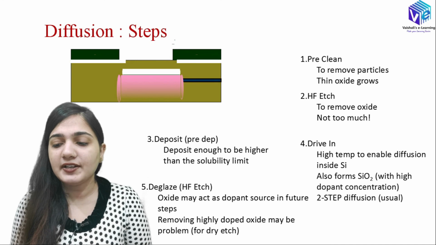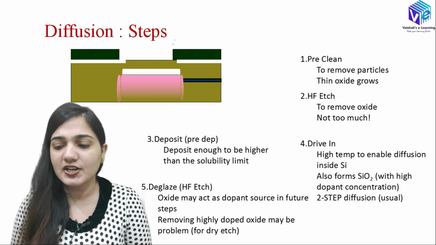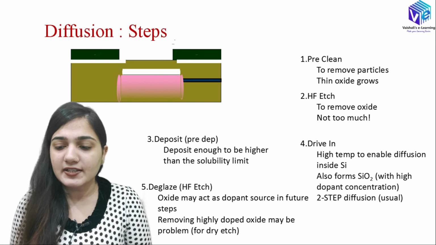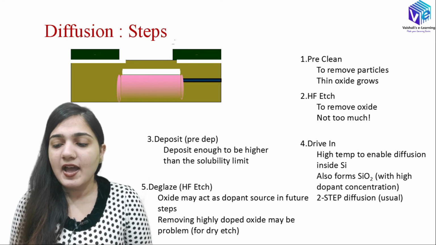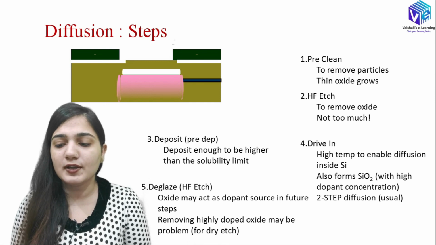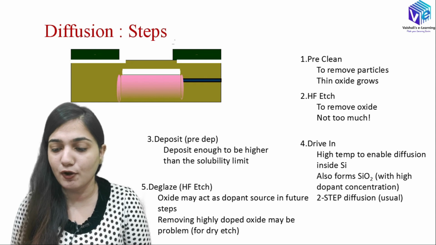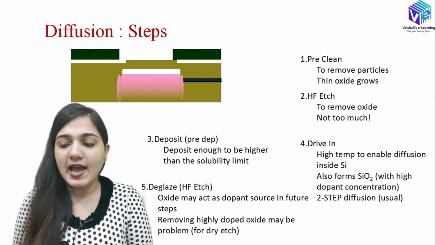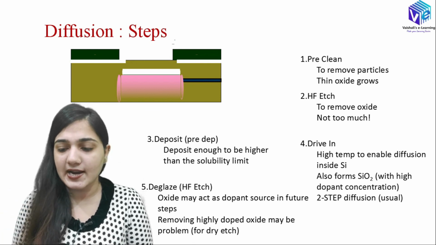After that we have the drive-in phase. In the drive-in phase we are just giving a higher temperature to enable the diffusion that occurs inside the silicon, and it will form silicon dioxide also. In the drive-in phase we are forming the cap oxidation layer as well. So after this process we have the doped region inside the silicon.